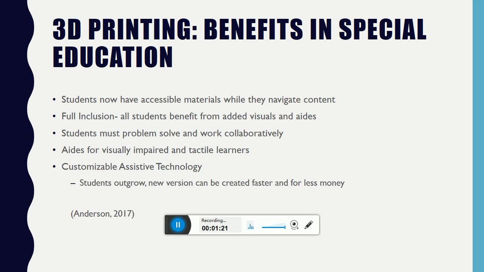And a major part is customizable assistive technology. With a lot of assistive technology, it's trial and error. And as students outgrow it or it's just not the right fit, when you're going through insurance and waiting on school districts, these things can take a really long time and cost a lot of money. But with 3D printing, if you can customize a device for a student and print it in a day or less, there's a lot more room to figure out what that student needs exactly.